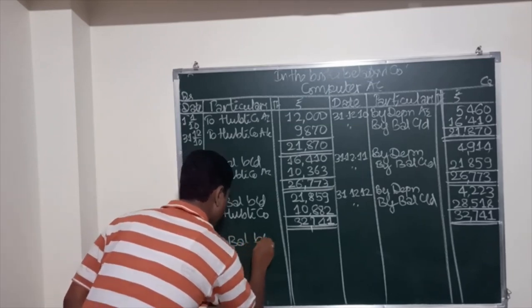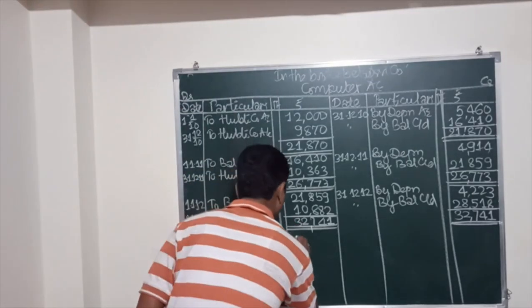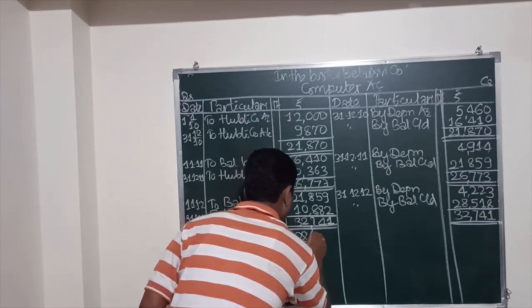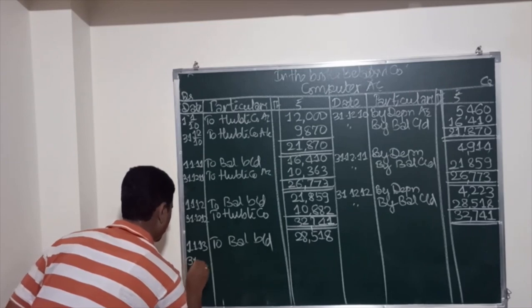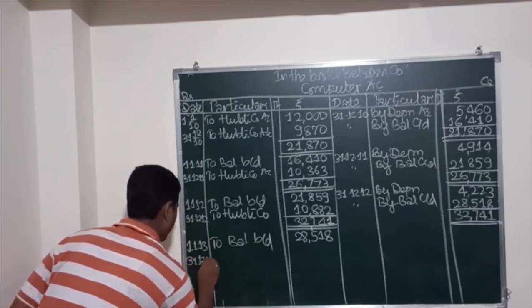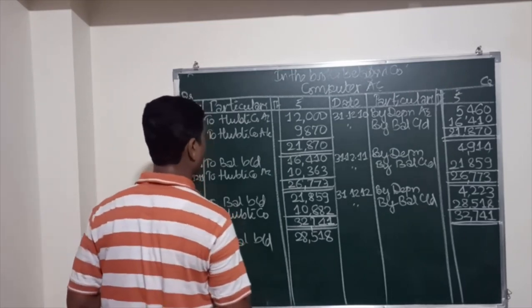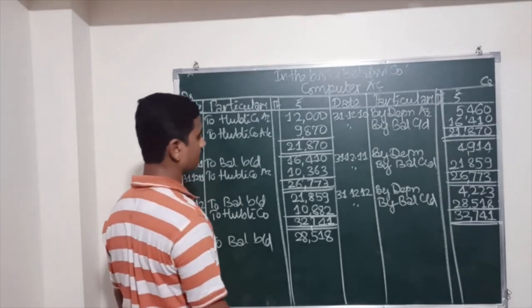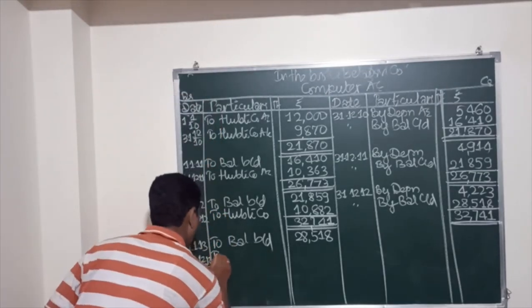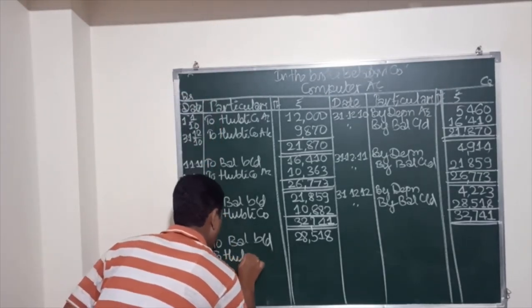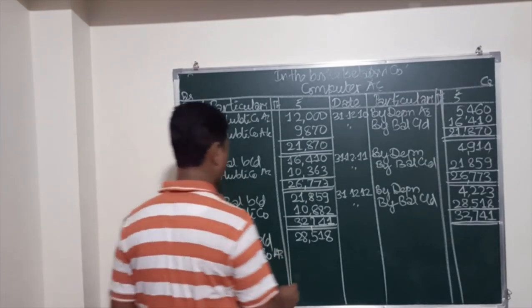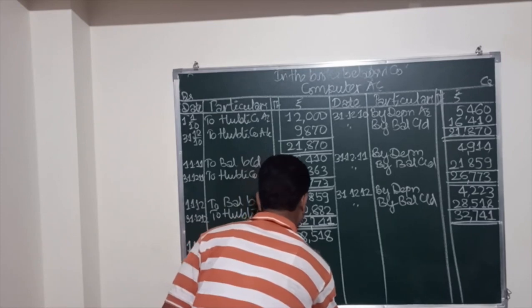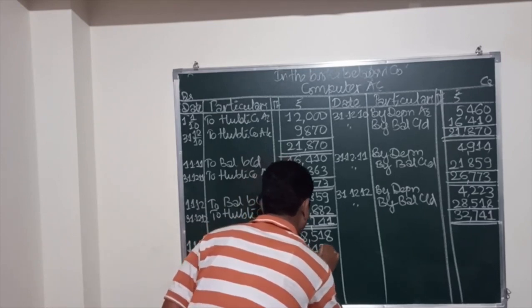So balance brought down. So it comes to 28,518. So on 31/12/13, when the last installment becomes due for payment, then enter the computer account debit, interest account debit to Hubli company here. So to Hubli company account here. So 11,485.